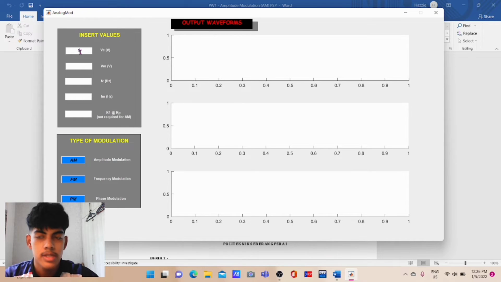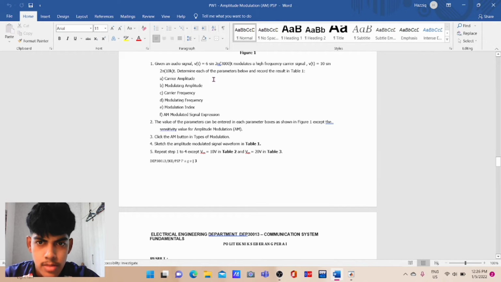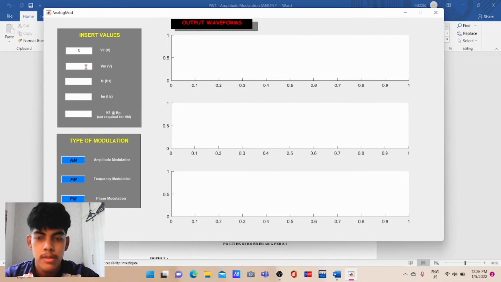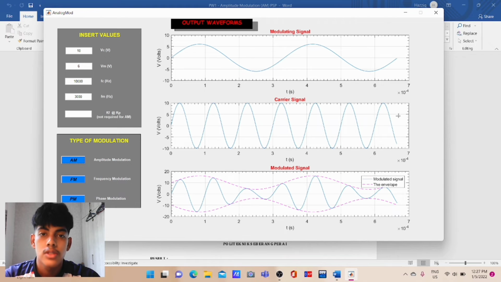So the VM is 6 volt, VC is 10 volt, FM is 3000, and the FC is 10,000. So now we will click the amplitude modulation to get the waveform of table 1. So this is the waveform for the modulating signal, carrier signal and modulated signal for table 1.